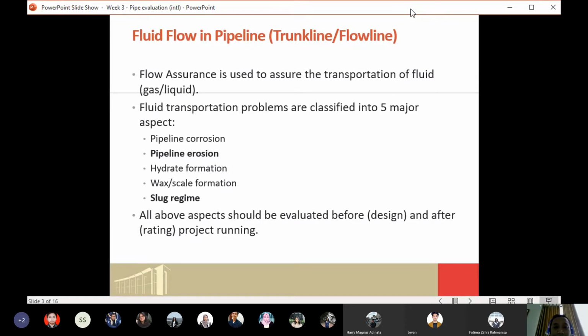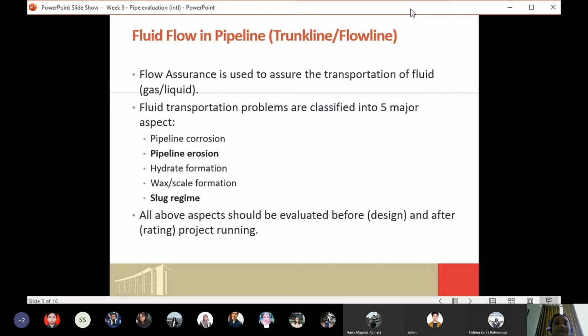Okay. Trunk line is usually the pipeline system that connects the well and the plant, while flow line connects the plant to the consumer. So trunk line is the upstream pipeline, and flow line is the downstream pipeline. That's the difference.